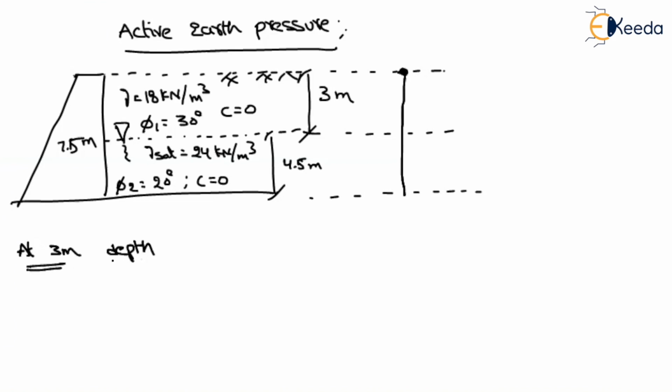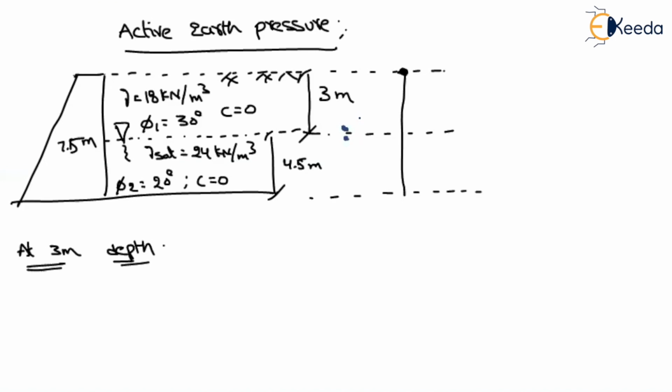At your 3 meter depth, if you consider just a point above it, just above, very slight, let us assume the distance between is 0.00001 mm. So what is the phi value? 30. If you consider just a point just below the 3 meter, that means just 0.00001 mm below the 3 meter. What is the phi value? 20 degrees.